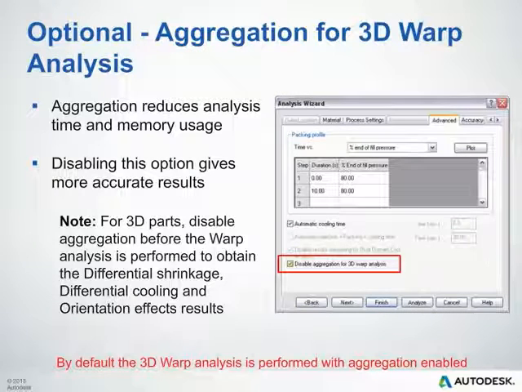If you're running a warpage analysis on a 3D part, you may notice this aggregation option in your analysis wizard. What this does is help reduce analysis time and memory usage through an averaging method. You can disable this to give you more accurate results, but beware, this will increase your analysis time. Disabling it will also give you access to 3 additional plots: the differential shrinkage, the differential cooling, and orientation effects plots.